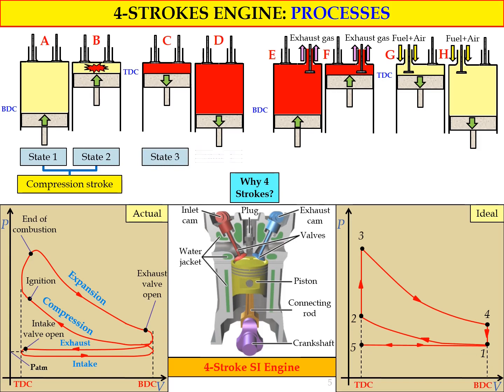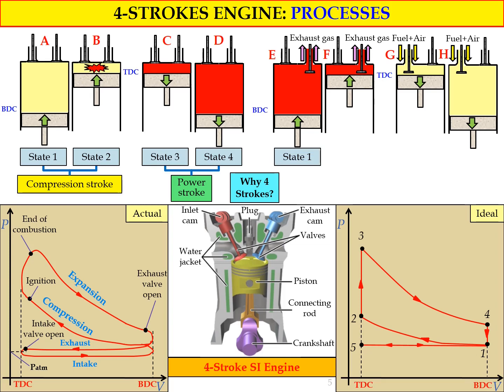However, figure C represents state number 3, figure D represents state number 4, and the process from state number 3 to state number 4 also involves 1 stroke. During this process, expansion occurs after the combustion and produces power. So this process we call the power stroke. The process also involves 1 stroke from TDC to BDC.